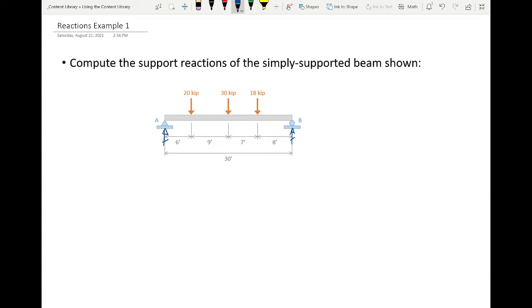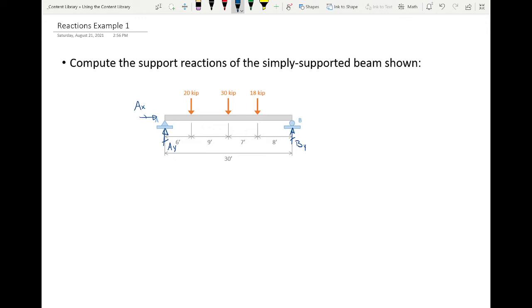So I'll assume these reactions are upward. This is a hinge support. It has a horizontal reaction. I'll just assume that acts to the right. Now I'm going to need to name these reactions, so I'll be pretty simple. We'll call this AX. We'll call this AY. We'll call this BY. Okay.